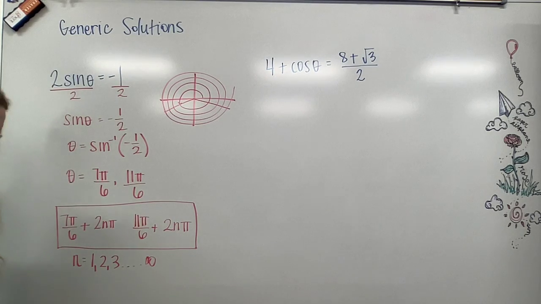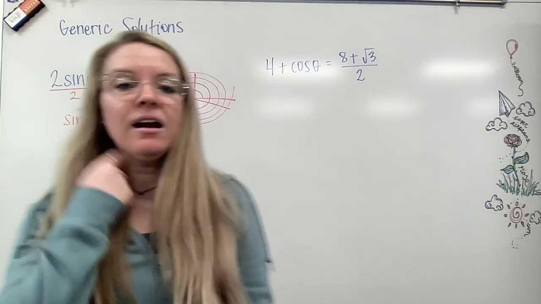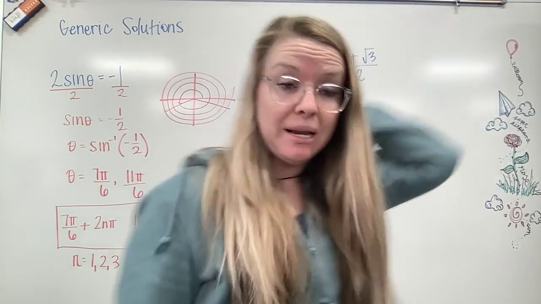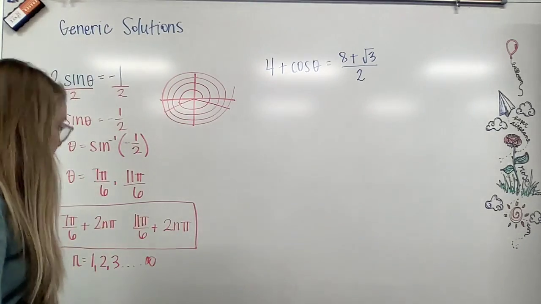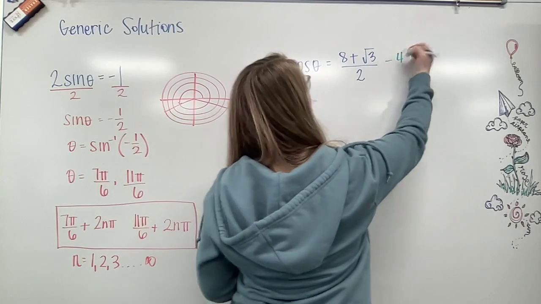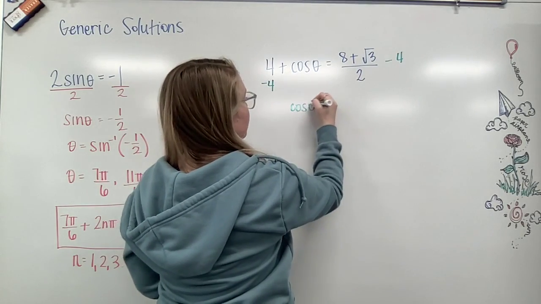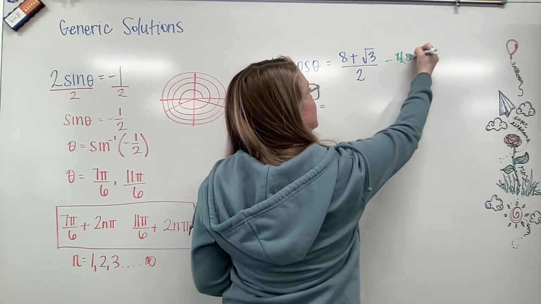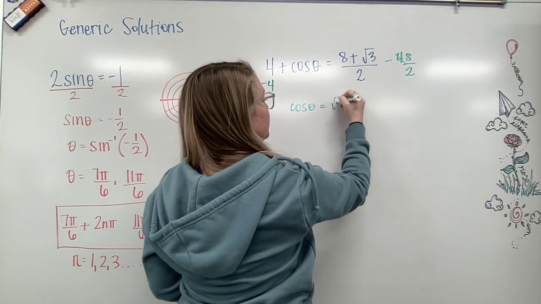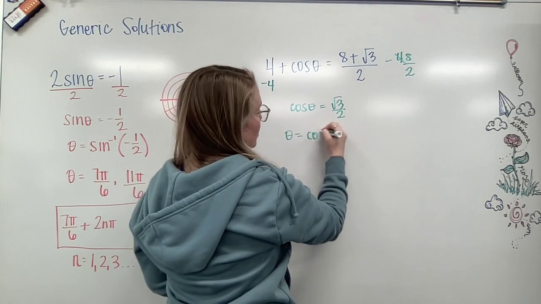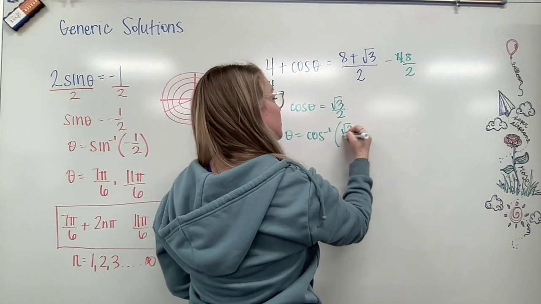Okay, pretty straightforward, nothing too fancy there. I'm actually going to create a third problem just so we can talk about tangent for a little minute. But let's go ahead and solve this cosine. So I'm going to subtract the 4. So we get cosine of theta, that 4 is going to become a minus 8 over 2. So we're left with root 3 over 2. So theta equals the cosine inverse of root 3 over 2.